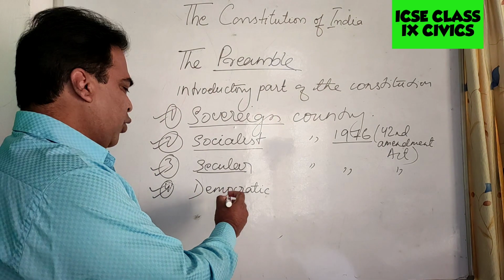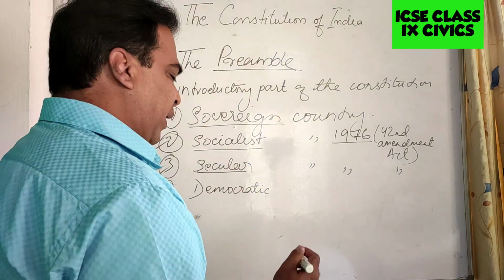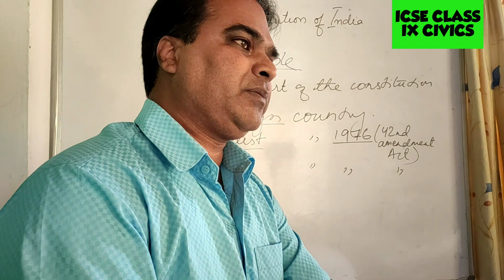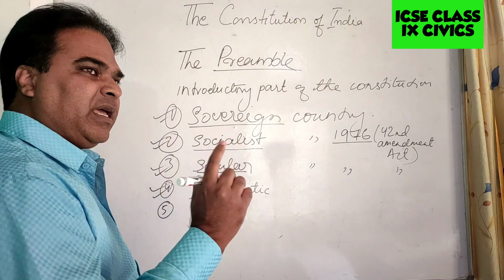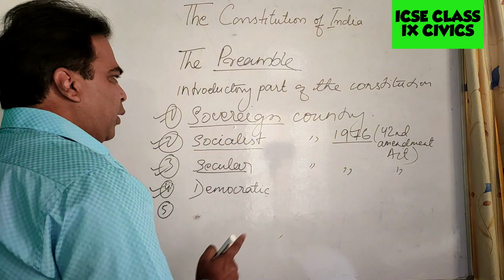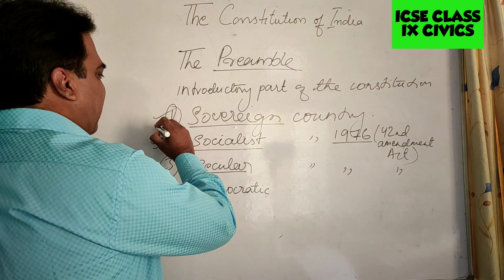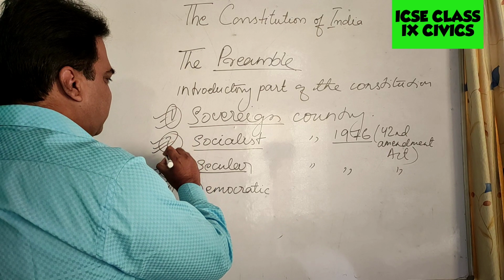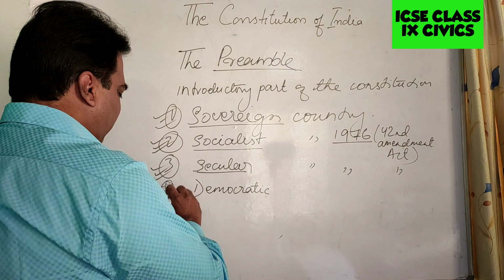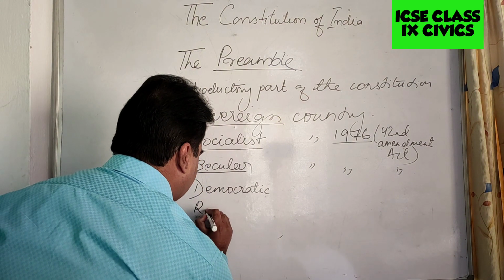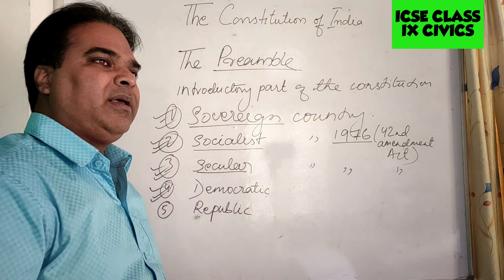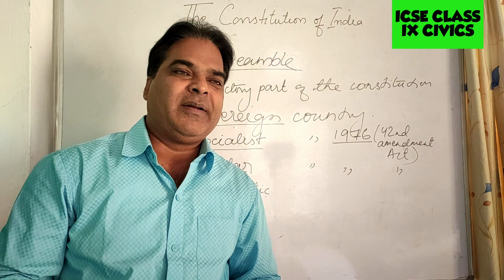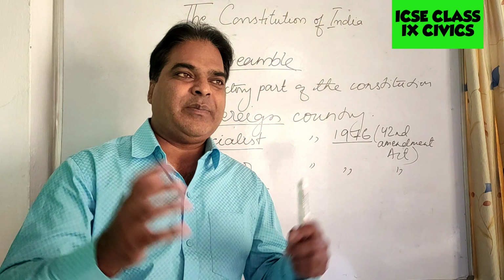Democratic. It is over now, right? A representative form of government. Now the next one, the last one. Republic. Once again, we the people of India solemnly resolve to constitute India into a sovereign, socialist, secular, democratic, and the last one is republic. Clear, children? Now what is the meaning of republic?